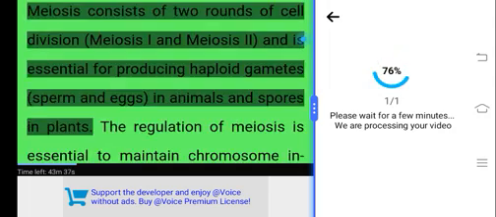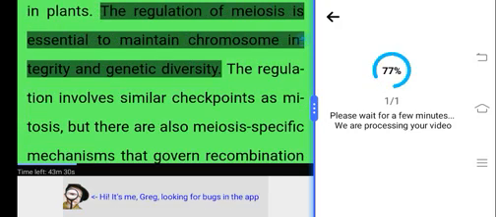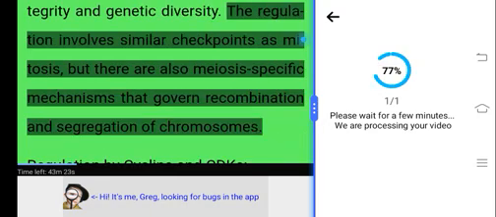Regulation of meiosis. Meiosis consists of 2 rounds of cell division, meiosis I and meiosis II, and is essential for producing haploid gametes, sperm and eggs in animals and spores in plants. The regulation of meiosis is essential to maintain chromosome integrity and genetic diversity. The regulation involves similar checkpoints as mitosis, but there are also meiosis-specific mechanisms that govern recombination and segregation of chromosomes.